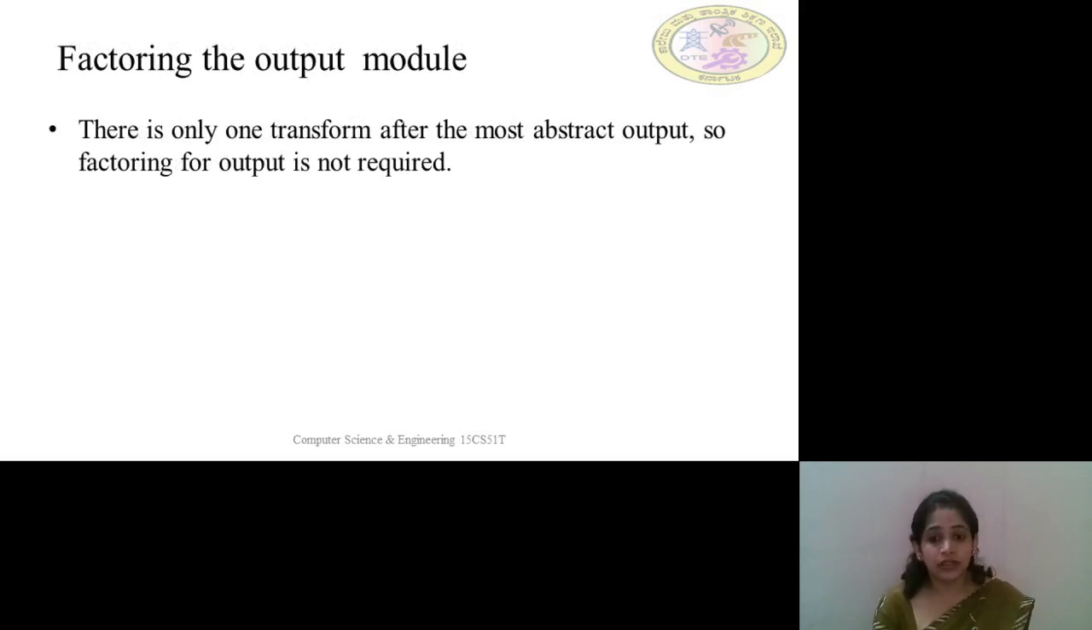If the output contains any other transformation which requires a further level of factorization, then again we have to do the factoring of the output also. In our example, since the count is the most abstract output and it is no longer the output after this particular operation, the further factoring of the output is not at all required. So in our example, we are stopping the factoring at this level as the output doesn't require any further level of factorization.